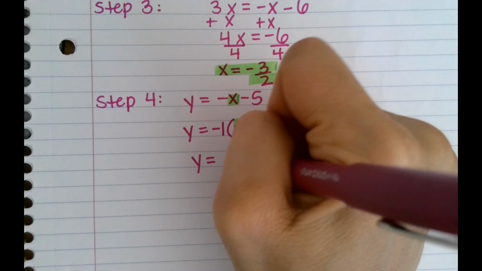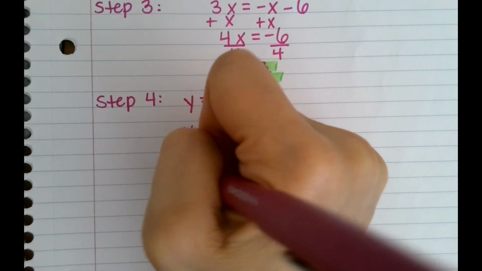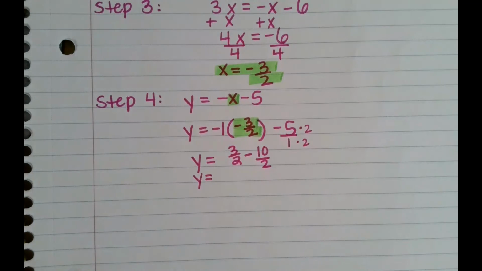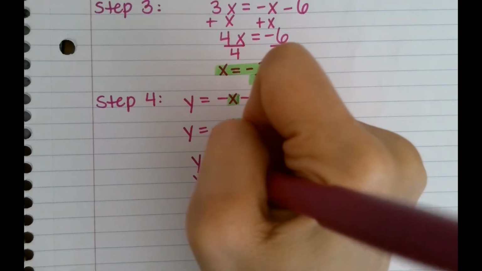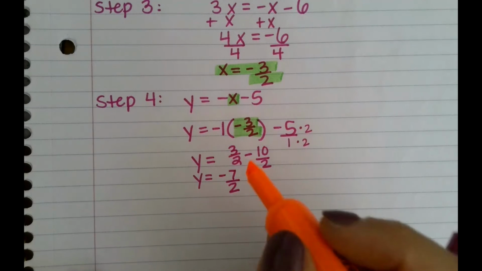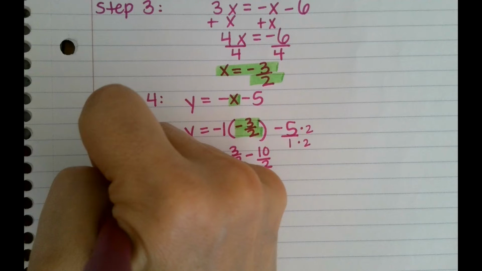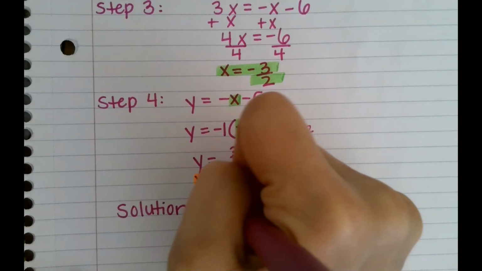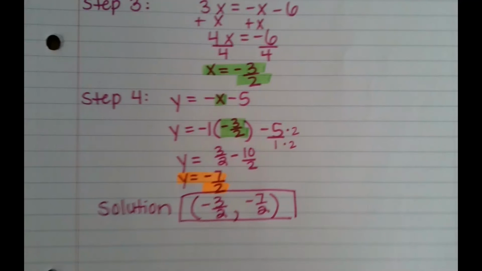And then just subtract across your numerators. What's 3 minus 10? Negative 7 over 2. And we're just going to keep that in fraction form, and that's in simplest terms. Solution: negative 3 halves, negative 7 halves. They're fractions. So put a box.